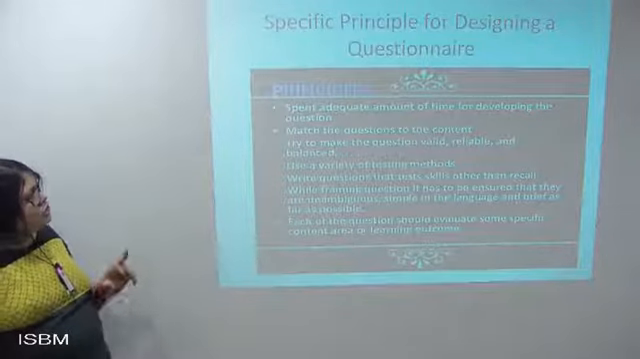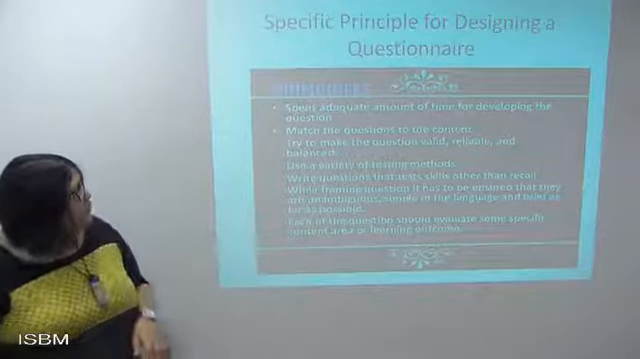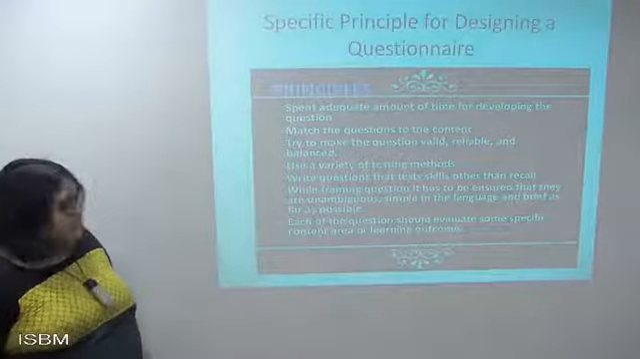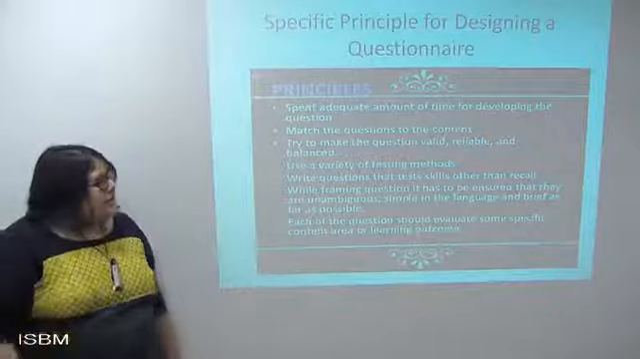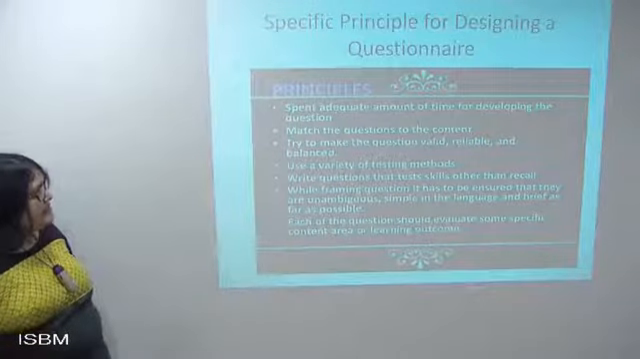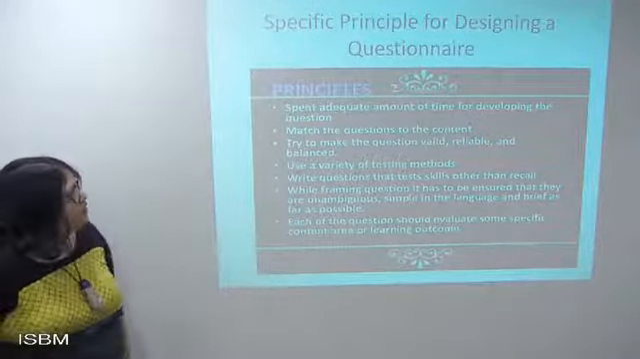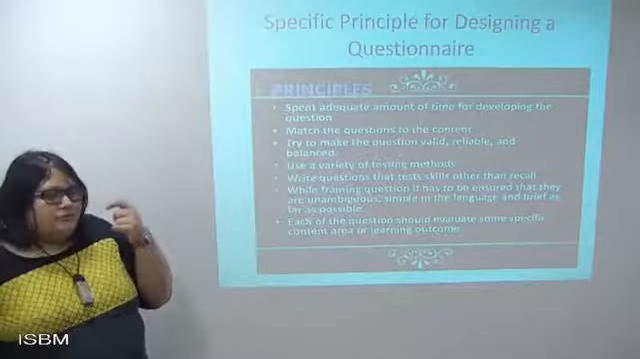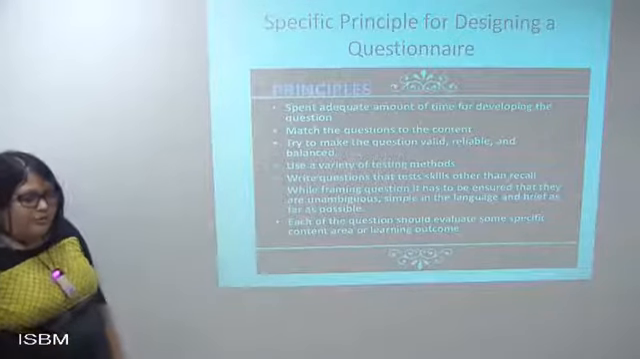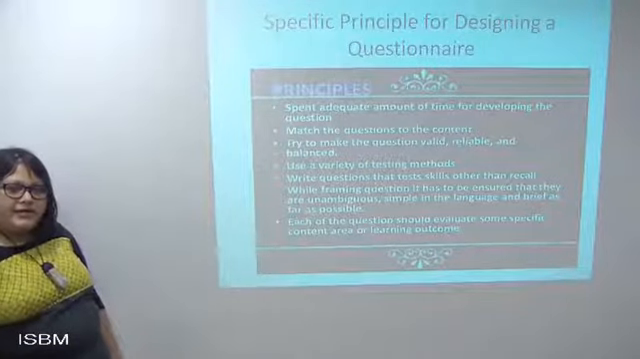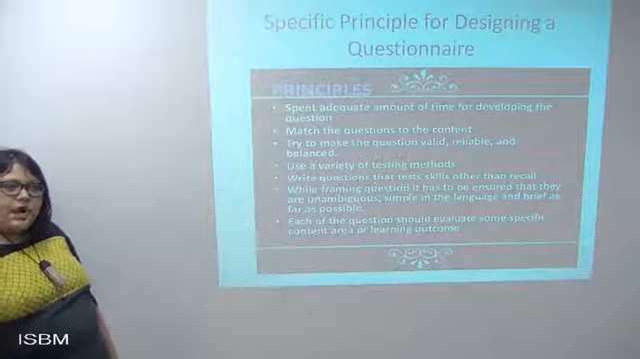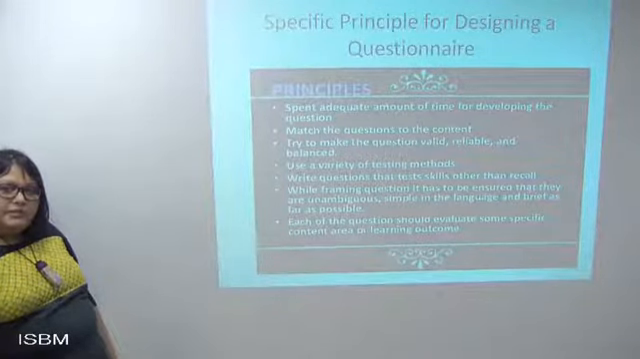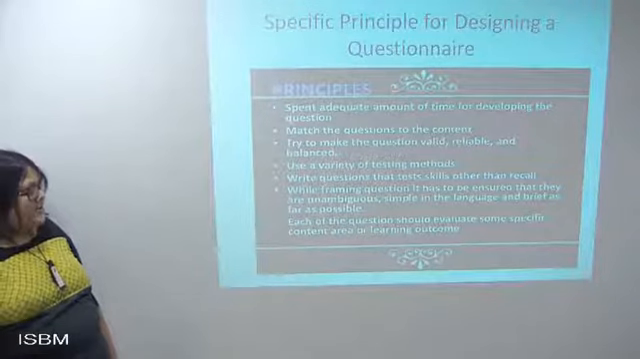Then the question should be based on proper content. You should make the questions as valid as possible, as reliable as possible, and as balanced as possible. So the questions which you are asking, you have to make them valid. You cannot go and simply ask someone, are you competent enough to shell out 9 lakhs at one go to buy a car? It's not a valid question.